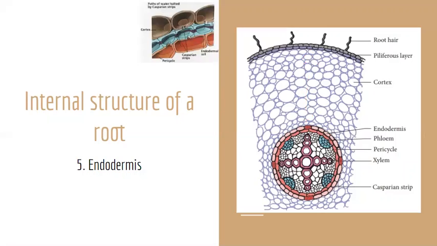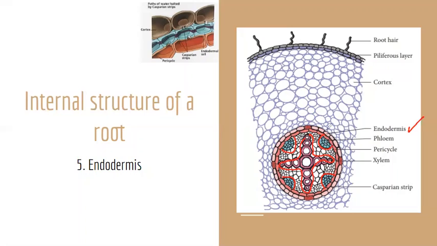Number 5. And now let's talk about endodermis. It's a layer surrounding the vascular bundles. As you can see, here are our vascular bundles. This is xylem, that X shape, and the phloems are there, and between them there is cambium. So the endodermis surrounds the vascular bundle.